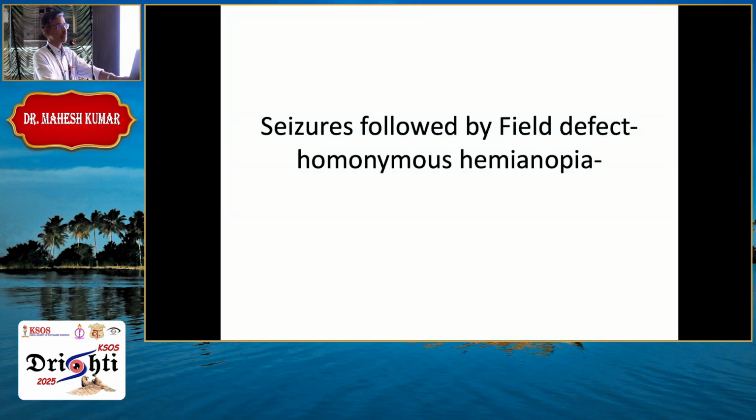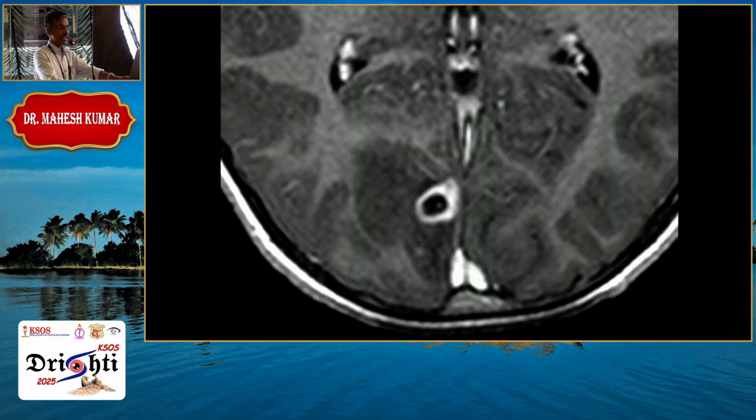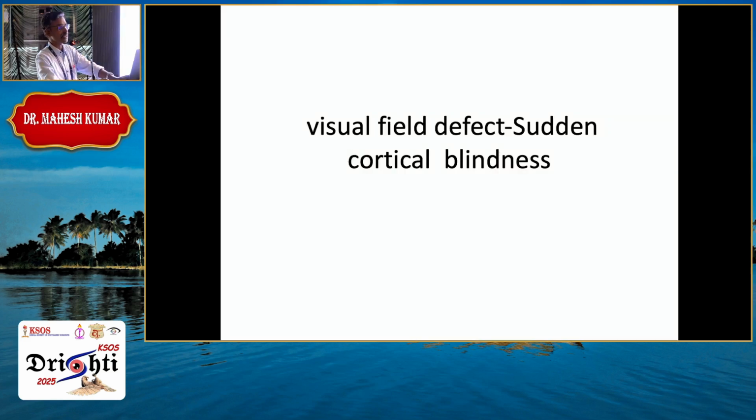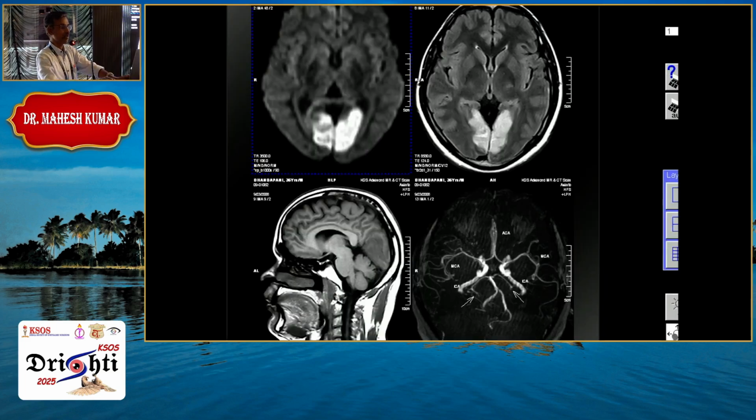Now this is seizures followed by field defect and homonymous hemianopia. So any seizures, any lesion in the occipital lobe or the parietal lobe, in the intracranial lesions, what you can see here is a cysticercosis. It is a cysticercosis in the posterior parietal lobe, which is causing the field defect as well as the seizures. And again, this is a diffusion weighted hyperacute infarct in the right occipital lobe, which may be showing a left homonymous hemianopia, or sudden cortical blindness, bilateral sudden vision loss due to cortical visual impairment.